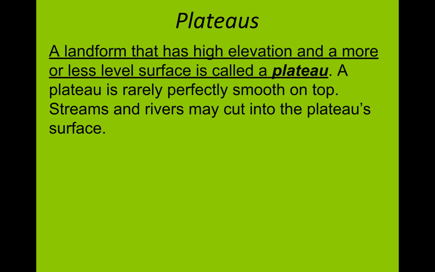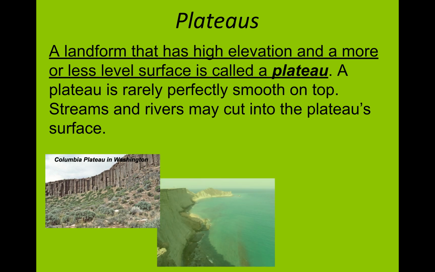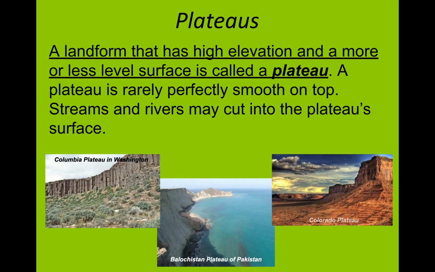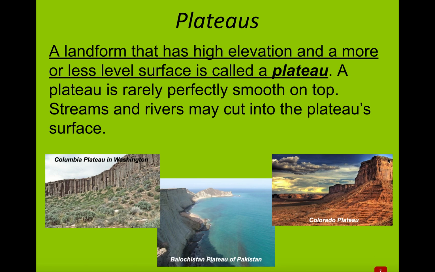A landform that has high elevation and a more or less level surface is called a plateau. A plateau is rarely perfectly smooth on top. Streams and rivers may cut into the plateau surface. The Columbia Plateau in Washington. We've got one in Pakistan and Colorado. So see how they're tall, but they're flat on the top? So this wouldn't be a mountain because there's no peaks. This makes it a plateau.